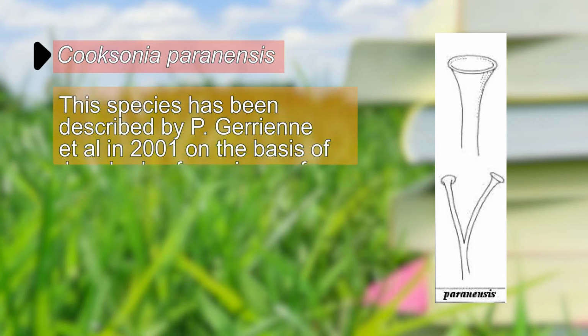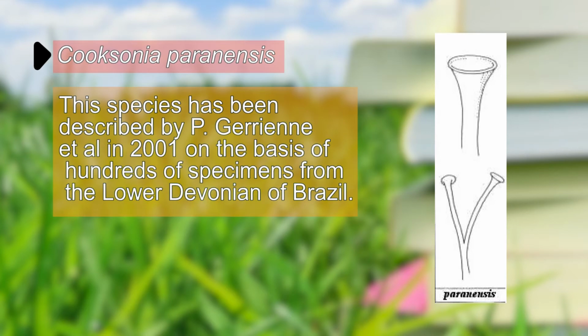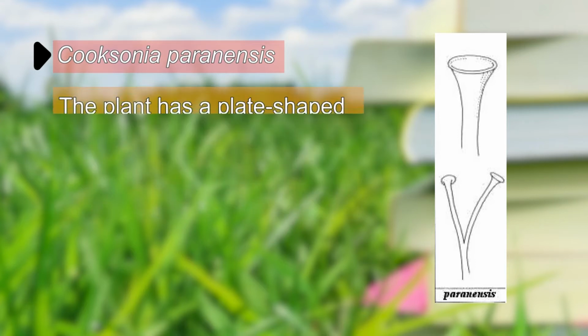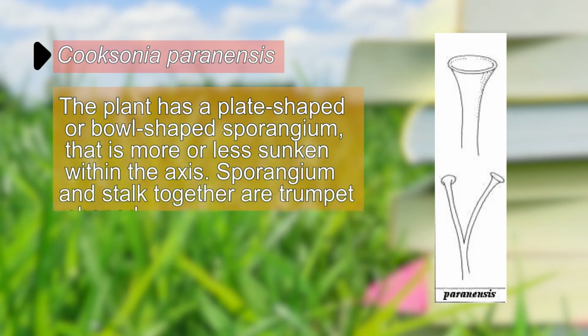Then we come to Cooksonia paranensis. This species was described by Gerrienne in the year 2001 on the basis of 100 specimens from the Lower Devonian of Brazil. The plant has plate-shaped or bowl-shaped sporangia and it is shrunken within the axis. Sporangia and stalk together are trumpet-shaped.